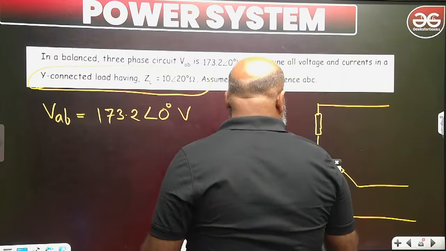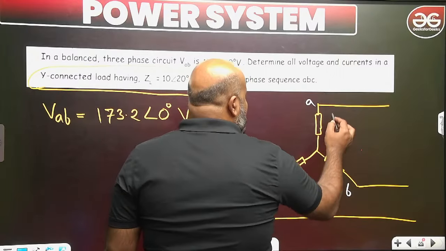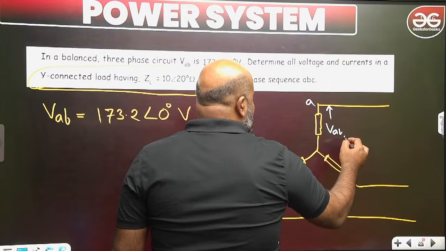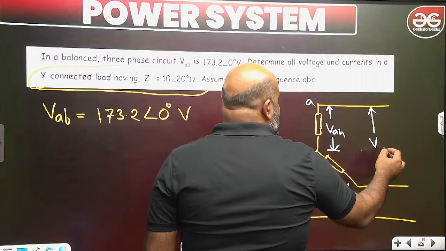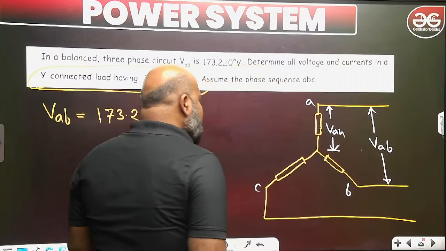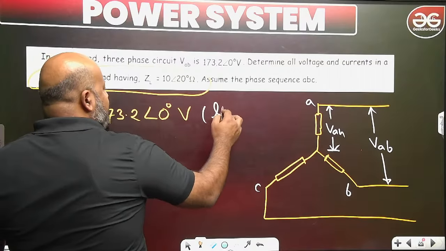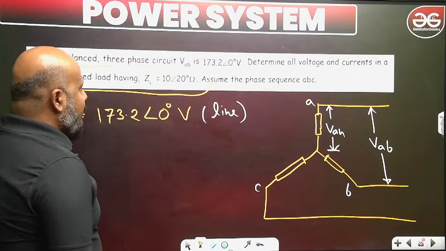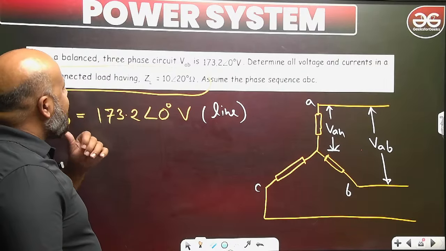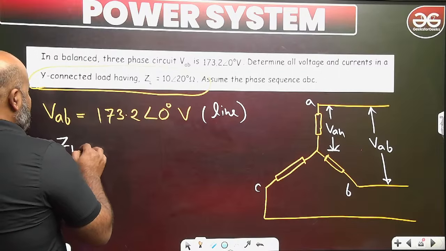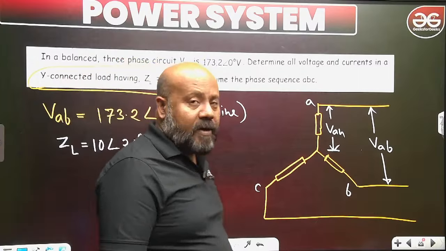It means this is A, this is B, this is C. So this is going to be the A phase voltage VAN or simply VA, and this is going to be the line voltage VAB. It means what he is giving you is the line voltage, yes or no? He is asking to determine all the voltage and currents in the star connected load, and the load impedance is also given as 10 angle 20 degree.